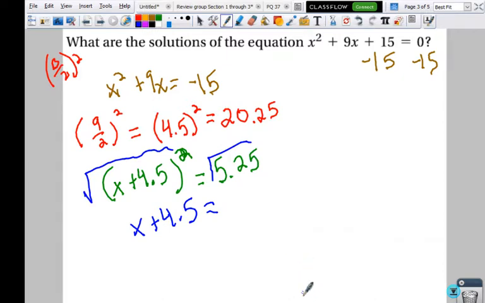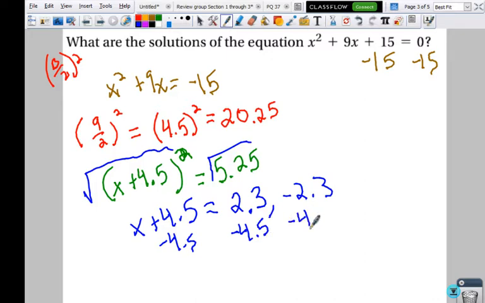Square root of 5.25 is 2.3. Oh, okay, I got you. 2.29. We can do 2.3 if we're going to round it. Then we have to go through and minus 4.5 everywhere.